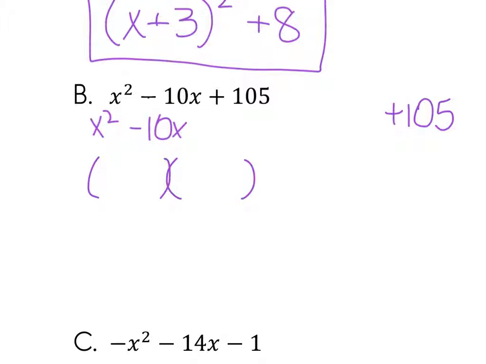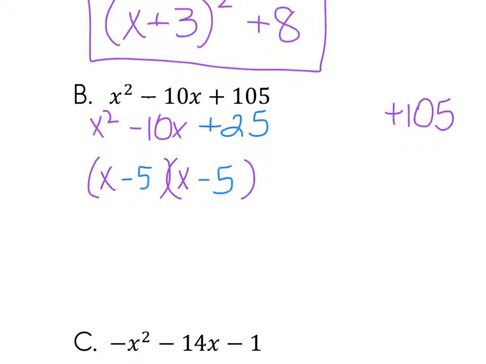Okay, so the only way that we will get an x squared is if we multiply x times x. And the only way that we are going to get a minus 10 in the middle is if we add two of the same number together. And those two numbers happen to be a negative 5 and a negative 5. So thinking backwards, we're missing this piece here. What is a negative 5 times a negative 5? That actually is a positive 25.